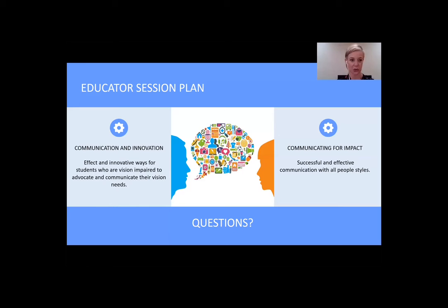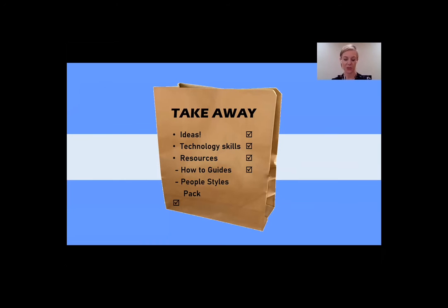Okay, so we have the plan for today's session. It will be split into two topics with some questions at the end. The first topic that I'd really like to focus on is the communication with our students, and to look at some really effective and innovative ways that students who have a vision impairment can advocate and communicate their vision needs. Then for the second part of the session, I'd like to talk about us as colleagues and to look at some really effective ways that we can communicate with people of all people styles. And then we'll definitely have some open time for questions and for sharing our knowledge with each other at the end.